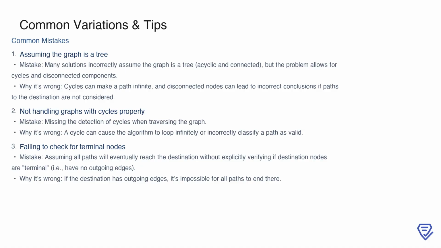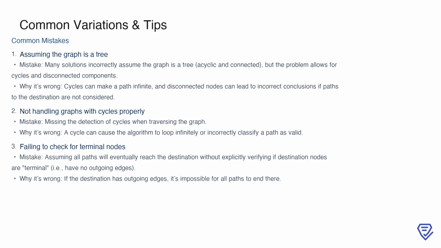When working on this problem, there are some common pitfalls to watch out for. First, many solutions incorrectly assume the graph is a tree, meaning acyclic and connected, but the problem allows for cycles and disconnected components. This assumption is dangerous because cycles can make a path infinite, and disconnected nodes might lead to paths that never reach the destination. Another frequent mistake is not properly handling cycles in the graph. If cycles aren't detected and handled, the algorithm might loop infinitely or falsely conclude that a path is valid.